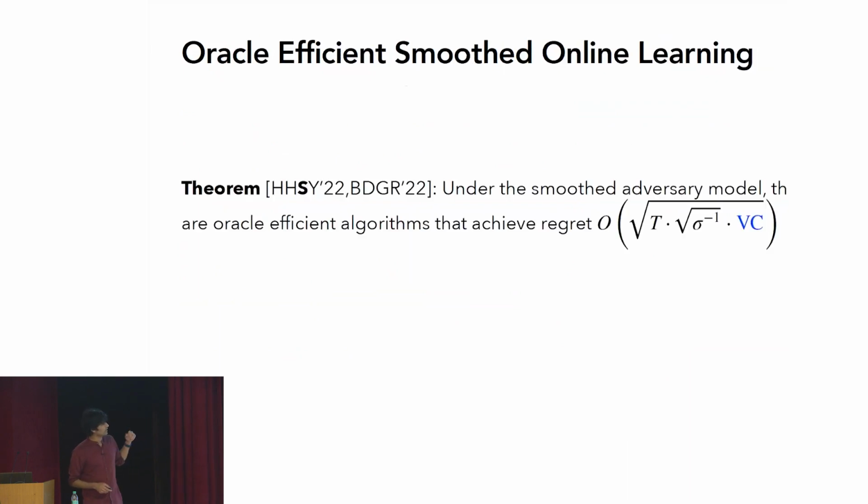And what we show, and another result around the same time by Sasha's group at MIT show that in the smooth adversary model, there is an Oracle efficient algorithm that gets sublinear regret. In the worst case, you can't even achieve sublinear regret. And it also still depends on the VC dimension. So you can get regret that's similar to what you can get in the offline setting, with some mild dependence on sigma. So are there any questions about the result?